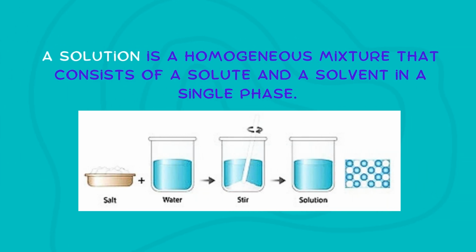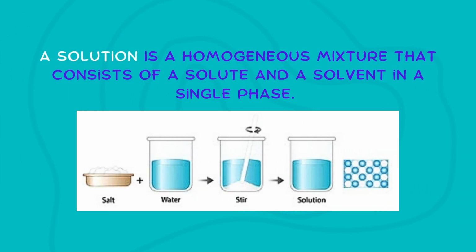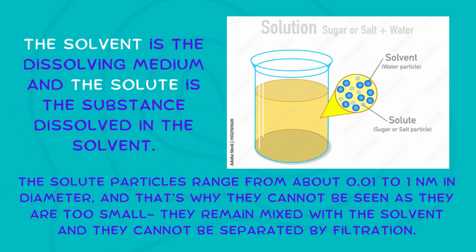A solution is a homogeneous mixture of two or more substances which consists of two main parts, the solvent and the solute. The solvent is the dissolving medium and the solute is the substance that dissolves. In the solution, the solute particles are so small they range from 0.01 to 1 nanometer in diameter. That's why they cannot be seen and they remain mixed with the solvent. Also, they cannot be separated by filtration.